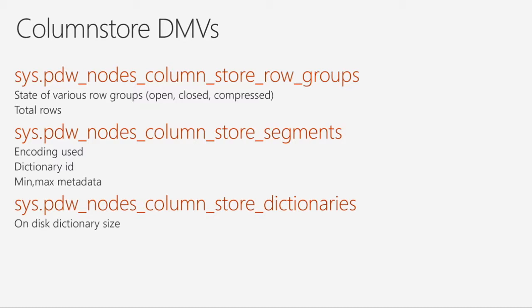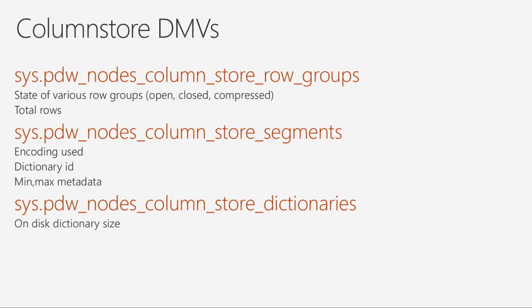We do have a bunch of useful DMVs for you to peek into all of what I have described so far. What's going on with your row groups, what state your row groups are in: open, closed, compressed. Open essentially means it's a delta row group. Closed means the row group has reached 1 million rows and is ready for the tuple mover to start compressing it. And compressed means the obvious, that it is a compressed row group on disk. This will also tell you total rows, number of deleted rows, so a bunch of useful information, and I will demo this shortly.